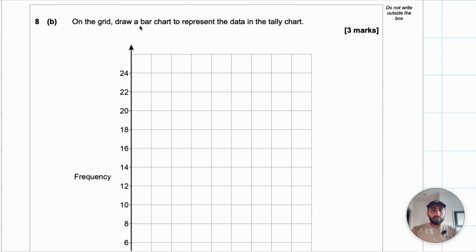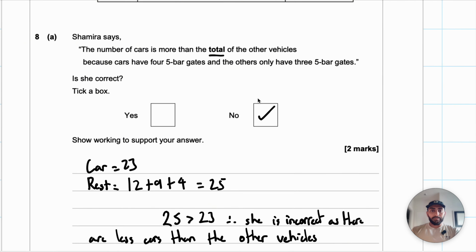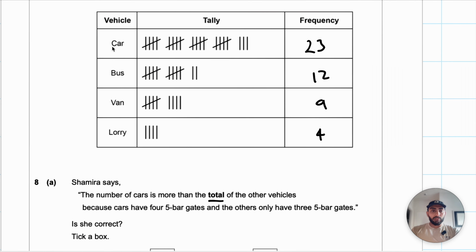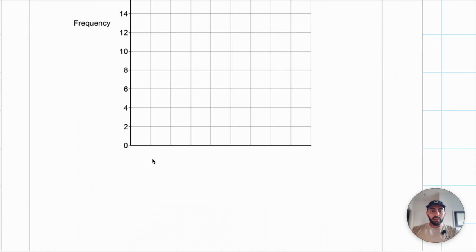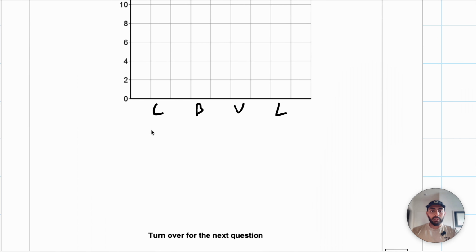Part B. On the grid, draw a bar chart to represent the data in the tally chart. We've already got our frequency on the y-axis. We need to put our vehicles on the x-axis. Taking a look at this, I've got car, bus, van, and lorry. So C, B, V, and L. So you can either have these where they're touching each other, or you could have them separate from each other. But each gap needs to be the same as each other. Let's write the frequencies for those. So it's 23, 12, 9, and 4.